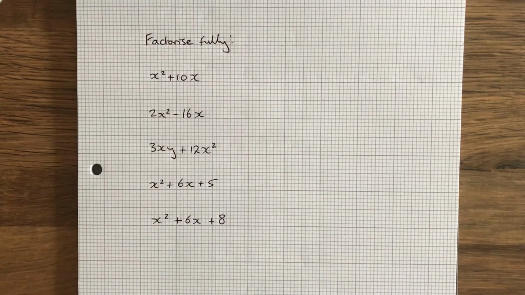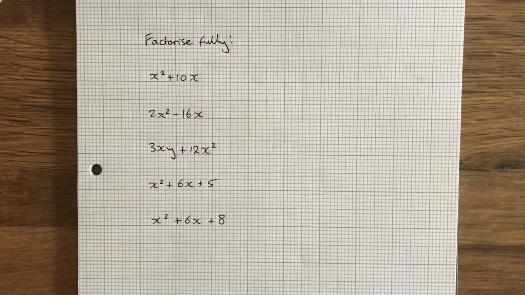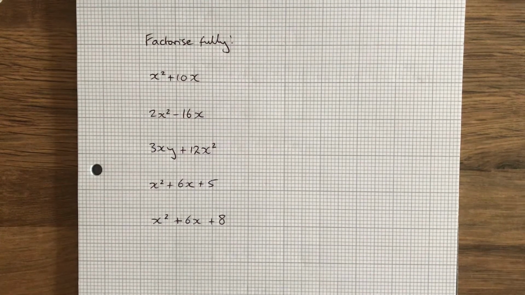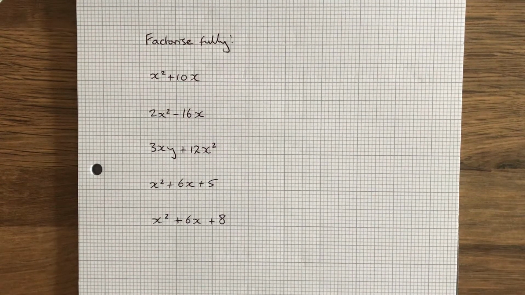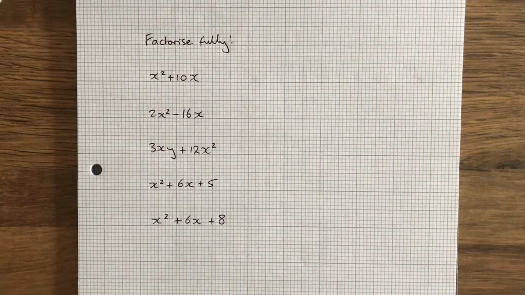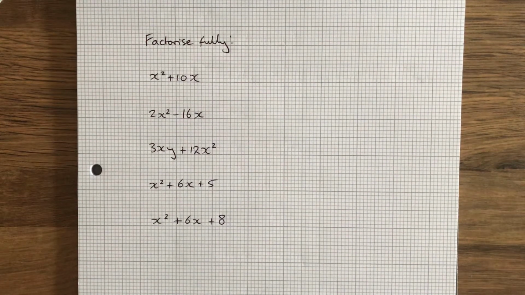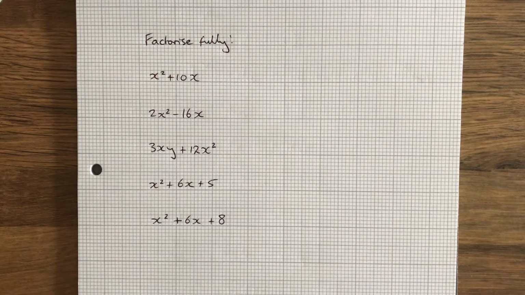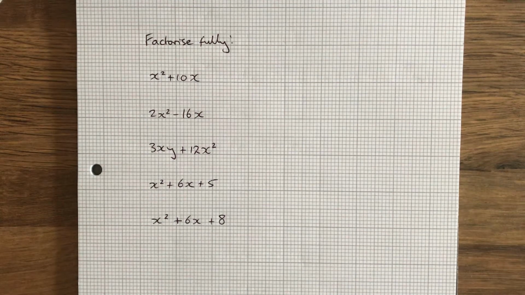We're going to look at 5 different examples of factorising an expression fully, either into a single bracket or into double brackets. First of those is going to be the expression x squared plus 10x. You'll notice all of these expressions are quadratics as well. So the first one is x squared plus 10x.